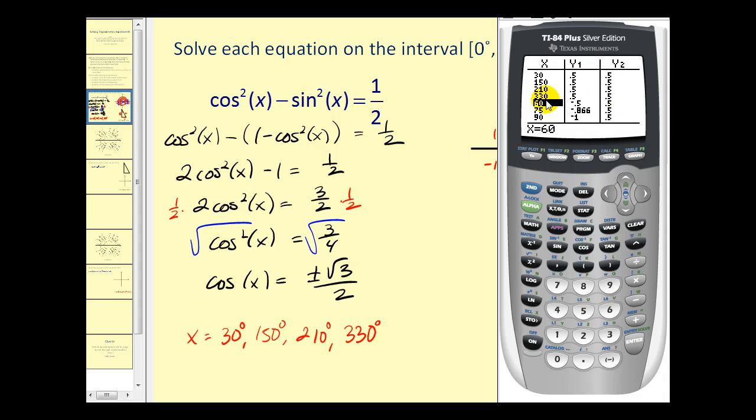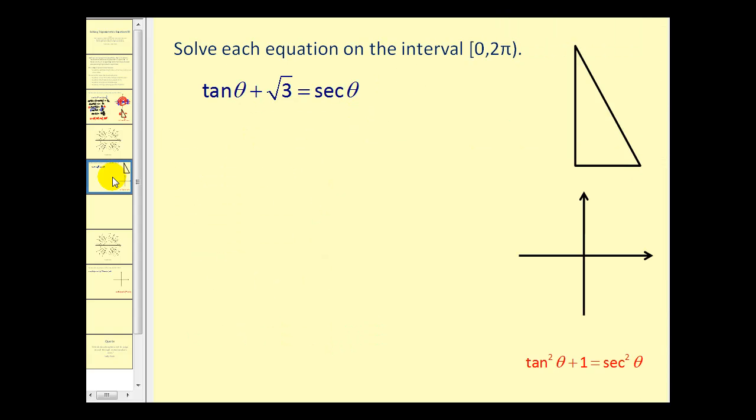Let's go ahead and try another problem. Now for this problem, there's no obvious substitution. However, this should remind us of the identity tan squared theta plus 1 equals secant squared theta. So what we can do here is actually square both sides of the equation, and when we do that we will obtain a tan squared theta and also a secant squared theta, and then we can use this identity to perform a substitution. So let's go ahead and try that.